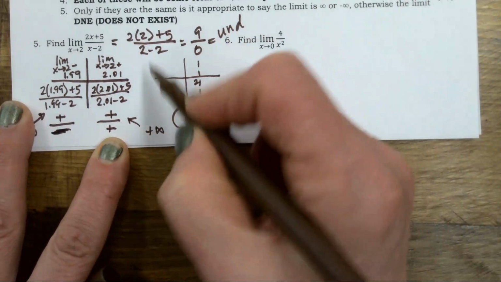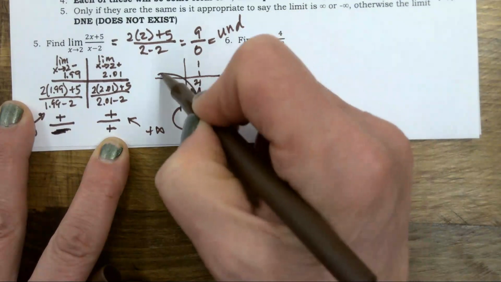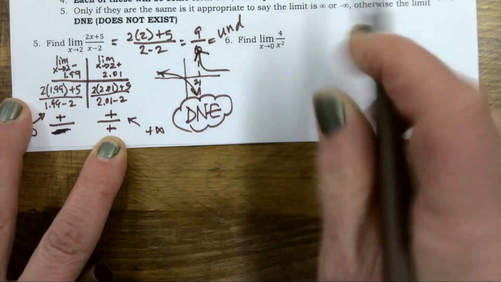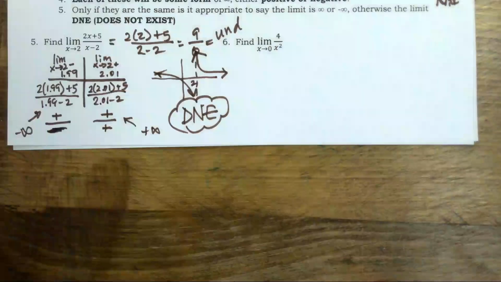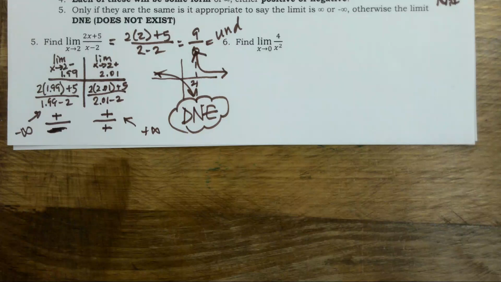That means on the left, it's dropping. On the right, it's rising. They are not going in the same direction. Okay? So undefined is not the same as 0 over 0. Undefined requires checking around the asymptote to see what happens.